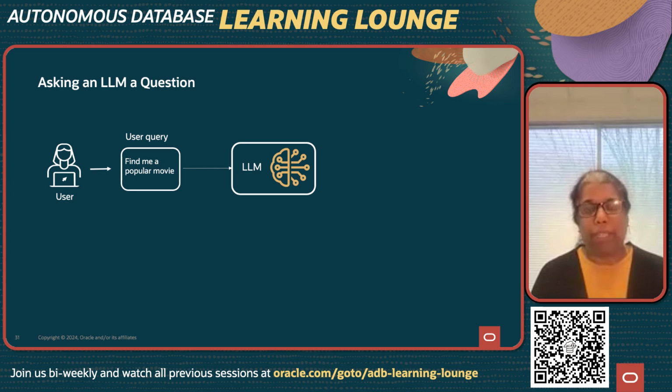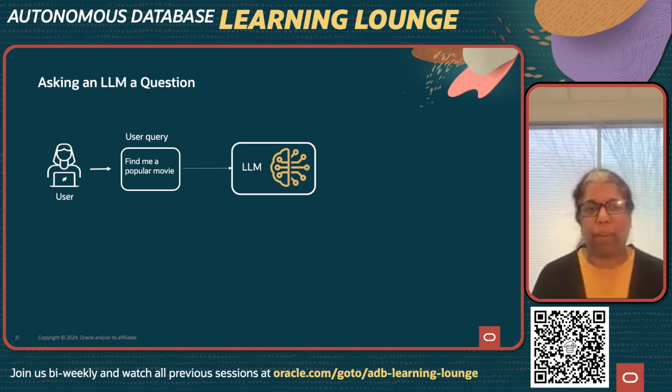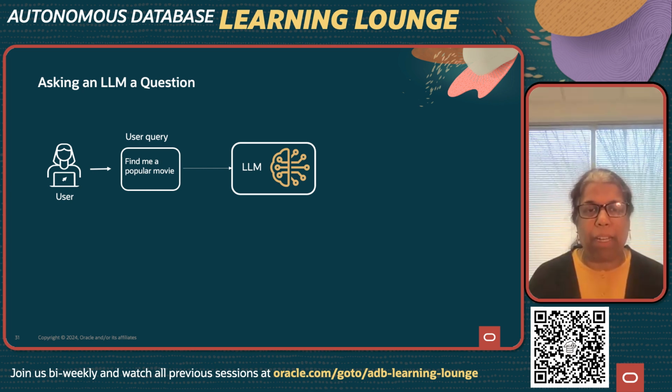So we've all experimented with asking an LLM questions. Maybe the question is, find me a popular movie, and the LLM will tell you, okay, here's the popular movie, by looking at all the information it has access to. But as Marcus was saying earlier, it doesn't always have access to all information. It does not have access to information that is in your database. It does not have access to enterprise data.